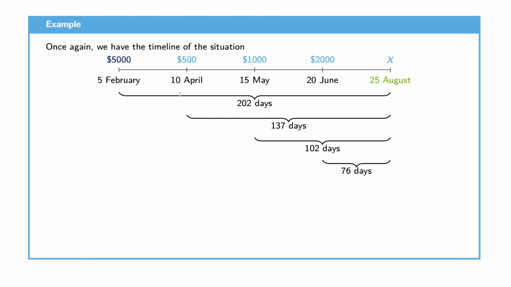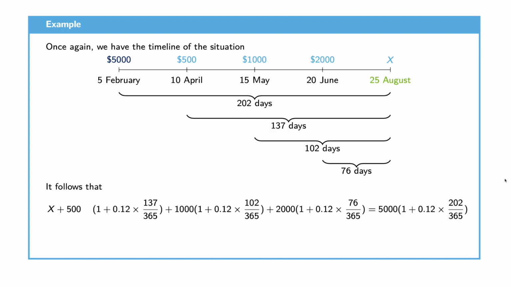And again, what we're going to have to do is accumulate all the payments because they are payments in the past. So we're going to have to accumulate them all to the current focal date. And we do it as such. We've got our X amount. So we're going to look at the light blue values first. We've got our X. We've got our 500.